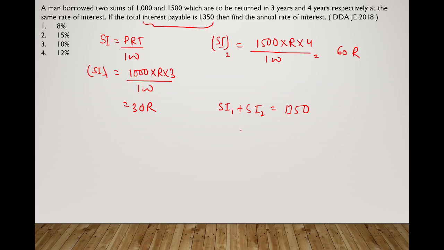So how much is it? 60R plus 30R is 90R, equals 1,350. So it becomes R equals 1,350 divided by 90, which is 15. So the rate of interest is 15%. So option number second is the right answer.